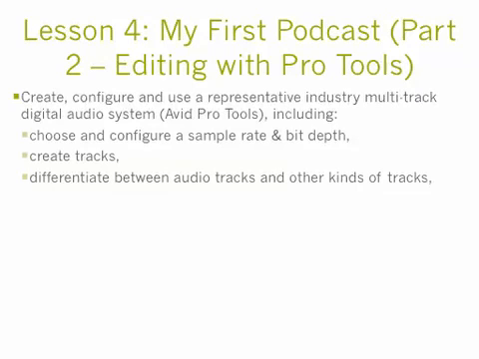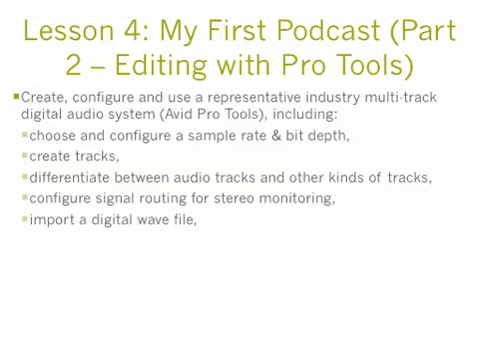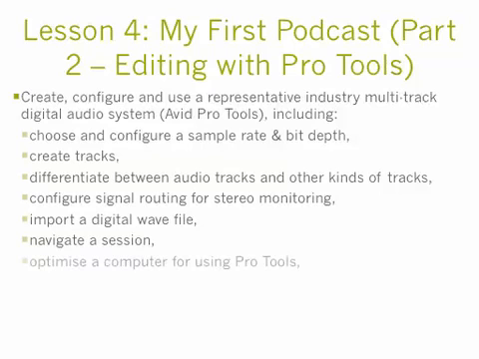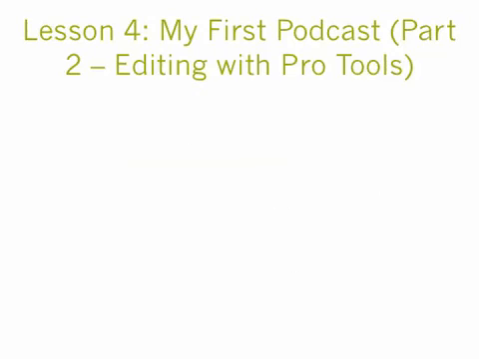You have to be able to differentiate between audio tracks and other kinds of tracks. Now, we really haven't looked at too many other kinds of tracks, but at the very least you should know what a stereo track looks like and a mono track. Alright, now we have to configure signal routing for stereo monitoring. Alright, and the importing of digital WAV files. Now, digital WAV files can be imported in a number of ways. You can actually go into File and Import. You can actually drag and drop them in. Okay. You have to be able to navigate a session, find your way around the session file, and you have to be able to optimize the computer for using Pro Tools. Right, and backup, saving and backing up your session files.